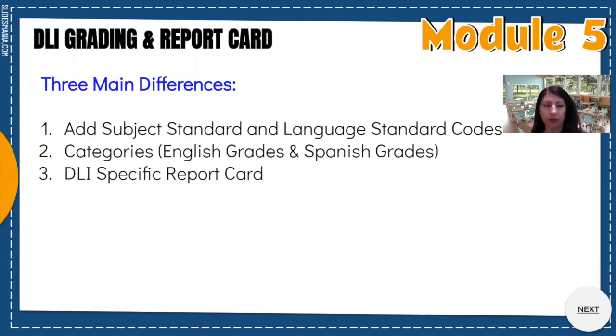Another thing that's going to be different are the categories. The categories are going to be broken down depending on your grade level specific Spanish percentage and English percentages. We'll talk about that. And then also just making sure that you select DLI report card when it's time to start formulating the report card.